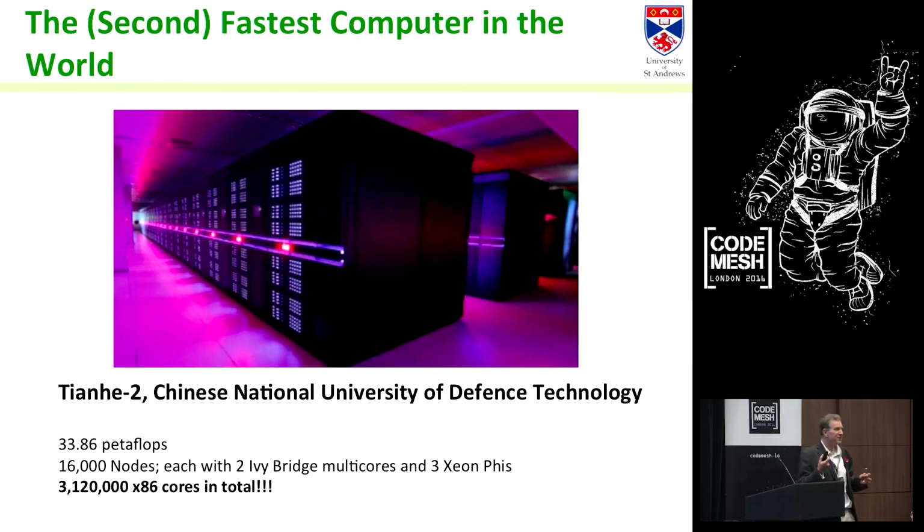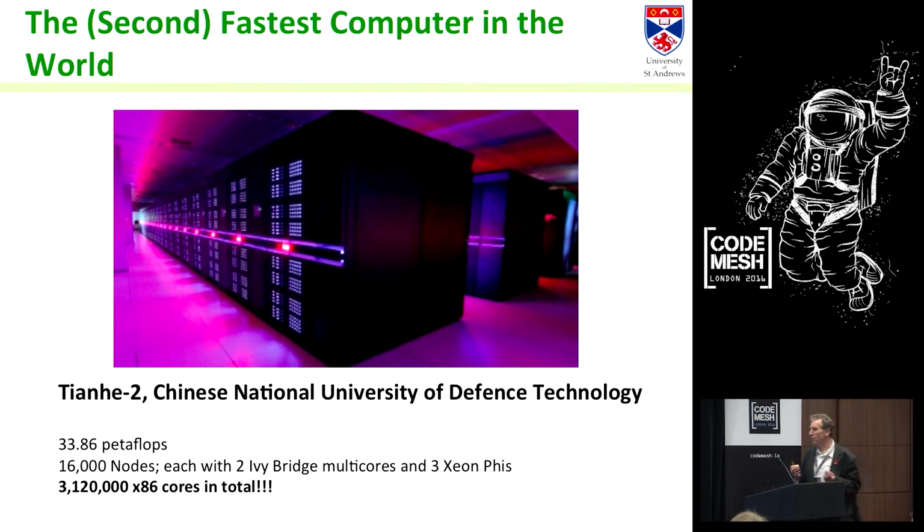So let me tell you a bit about the fastest computer in the world today, just to show you that the megacore computer is not complete sci-fi. This one here is the second fastest computer in the world. It was the fastest for 3 years, which is pretty impressive. It's in China. It's the Tianhe-2 from the Chinese National University of Defense Technology. I wonder what they're doing with that. Please don't tell me.